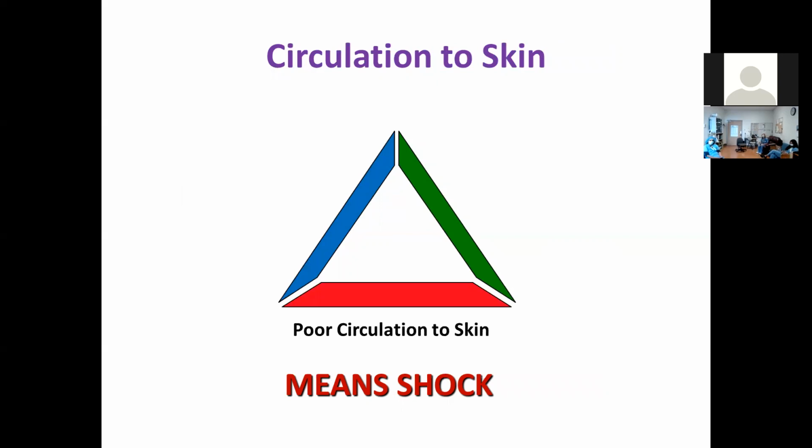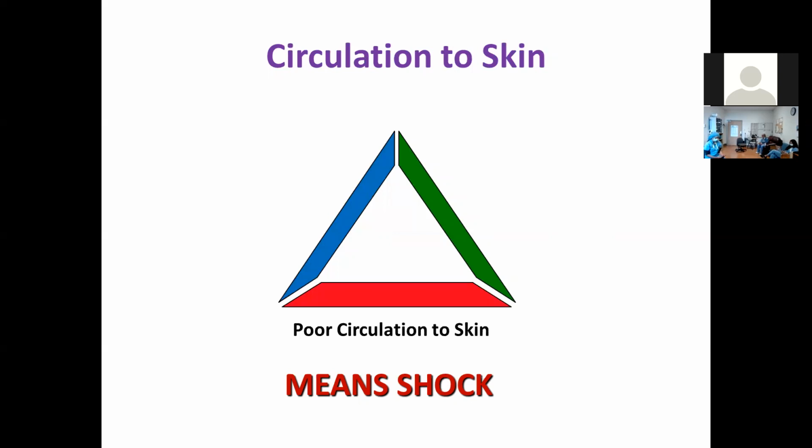So what about the next element of the pediatric assessment triangle, which is circulation to the skin? Whenever you have poor circulation to the skin, which we assess at a glance by color, we have to think that this child could be in shock. The acceptable color in a pediatric population is pink, right? So any paler color, any cyanosis, any mottling is abnormal color.